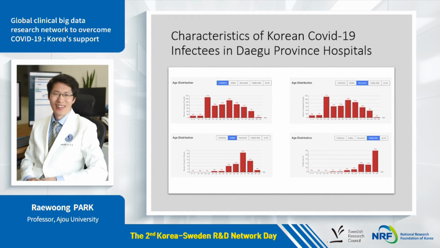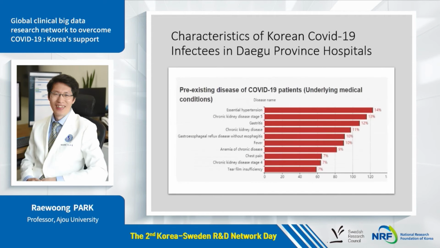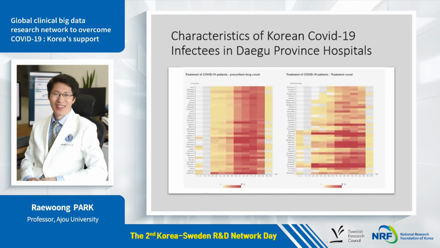These are some of the characteristics of the Korean COVID-19 patients in the Daegu province hospitals. Interestingly, young female patients were highly prevalent in that area. Of the pre-existing diseases, there was high prevalence of essential hypertension, chronic kidney disease, and gastritis. For the number of prescribed drugs, patients aged more than 50 received more medicine and more treatment compared to other age groups.